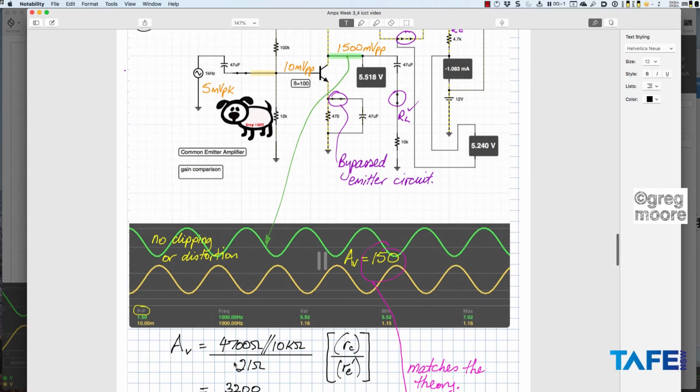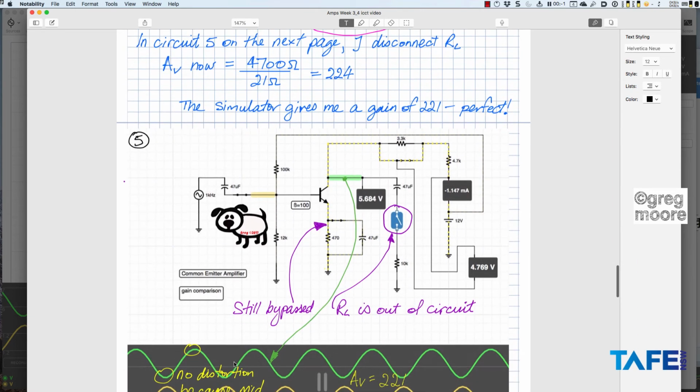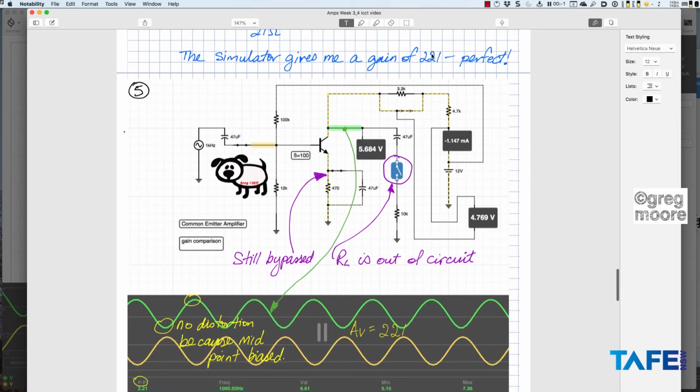All right, so on to the next one. Circuit number 5. On the next page, I disconnect RL. AV is now 4700 ohms divided by 21 ohms. And that gives me a gain of 224 times. The simulator gave me a gain of 221 times. You can see here I've taken RL out of the circuit, 4.7K big R, big C. I've got the emitter circuit bypassed. I've got no load on there.